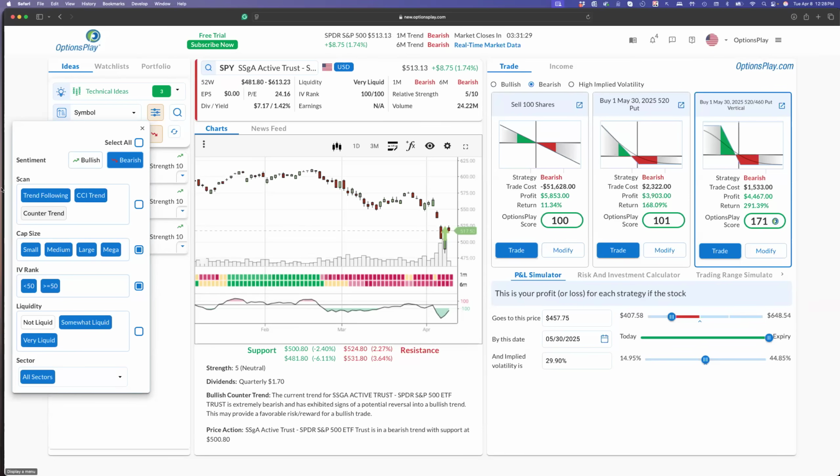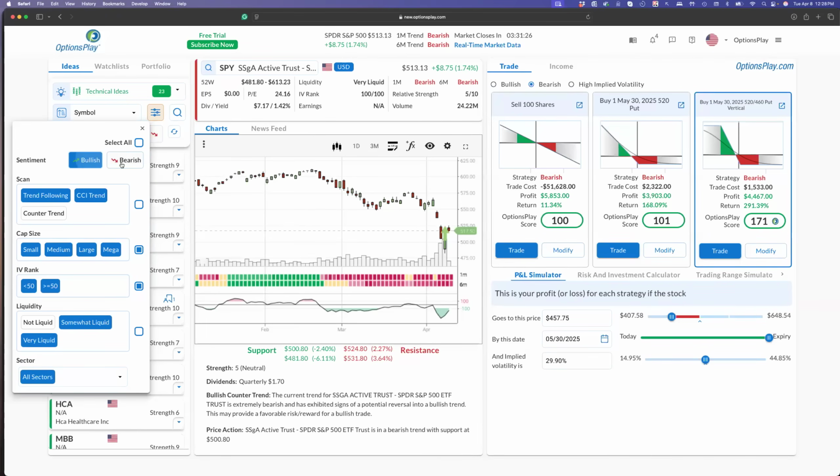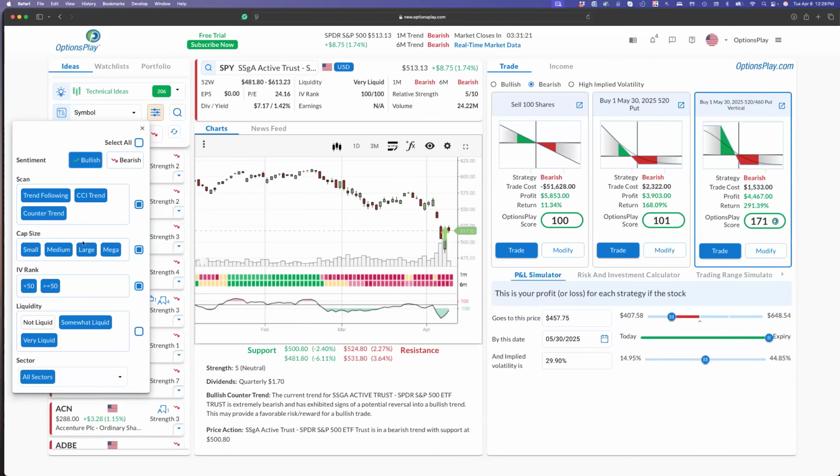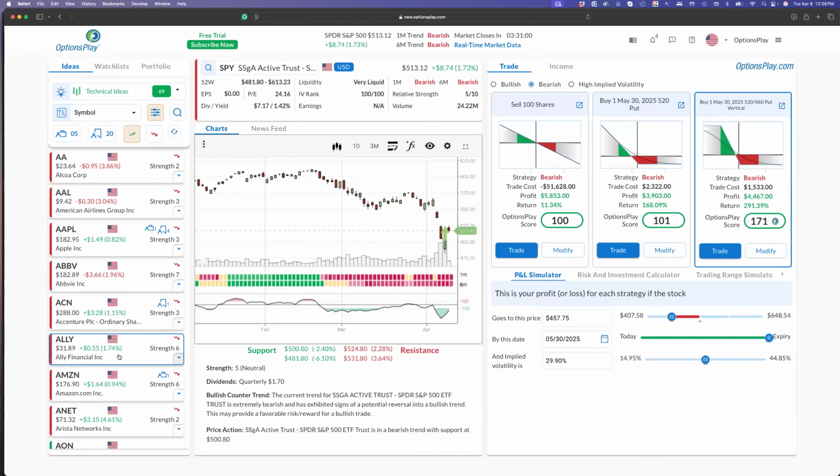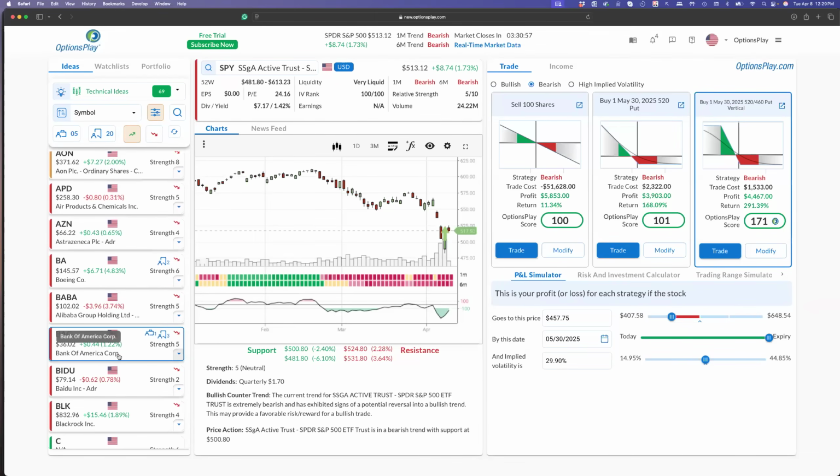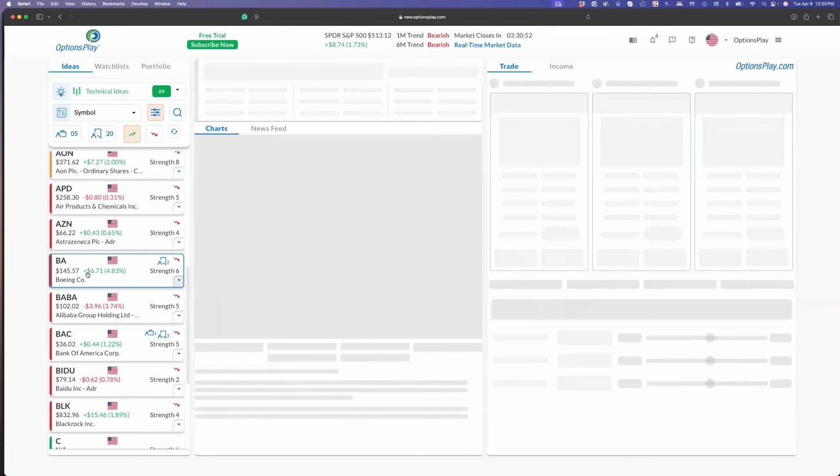So to try to play for those bounces, you generally want to just look at bullish. You can look at counter trend, you can look at trend following. I would definitely take out not liquid, and use that as a way to filter out some trades. So let's take a look at some of the most liquid stocks that are either following a trend or trading counter trend, and take a look at which ones are currently holding up. So let's look at Boeing, for example.